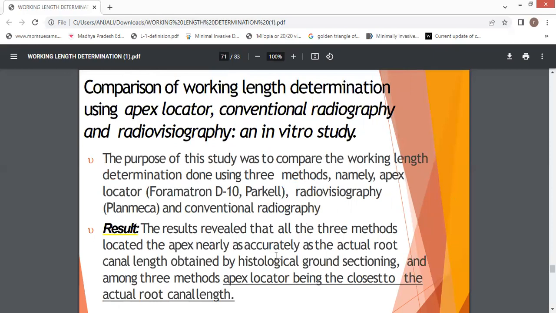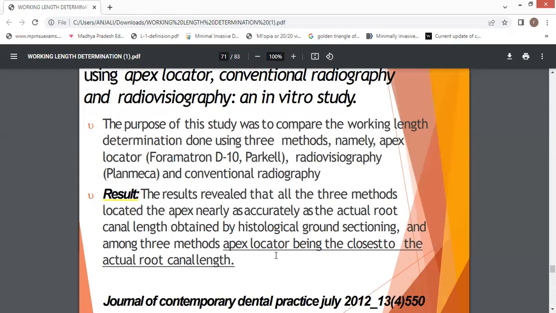Comparison of working length determination using apex locator, conventional radiography, and radiovisiography, an in vivo, in vitro study. The purpose of this study was to compare the working length determination done using three methods, namely apex locator, radiovisiography, and conventional radiography. Result: the results revealed that all three methods located the apex nearly as accurately as the actual root length obtained by histological ground sectioning, and among the three methods, the apex locator was the closest to the actual root canal length.